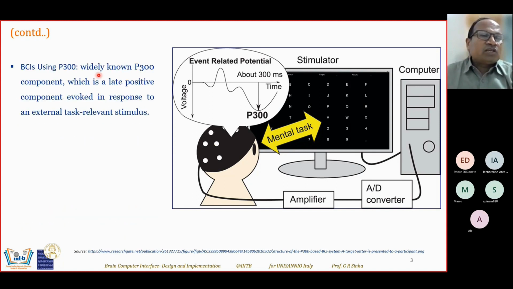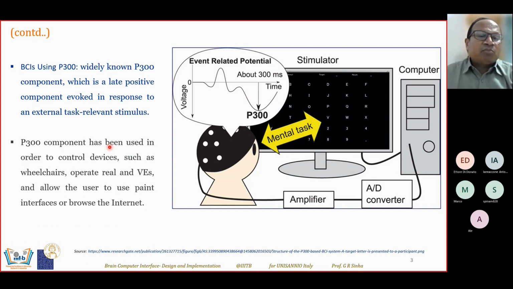So P300, widely known as P300, which is a late positive component. Why is it late? Because after 300 milliseconds, it is a late positive component evoked in response to an external task relevant stimulus. So the task will always be an external stimulus. And when someone is engaged in the task, an impression will be generated equivalent to that particular potential. So the P300 component is used in order to control.